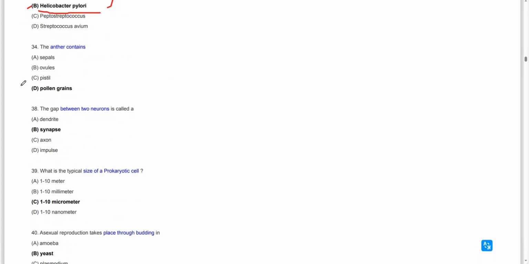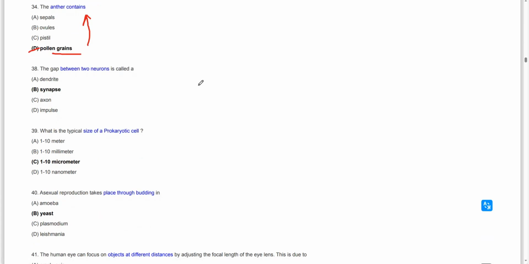Moving on, the anther contains what? Pollen grain. The anther contains pollen grain. The gap between two neurons is called the synapse. The gap between two neurons is called the synapse.